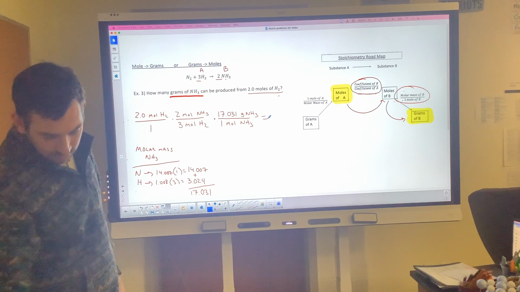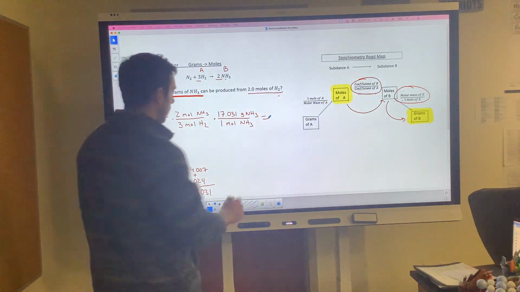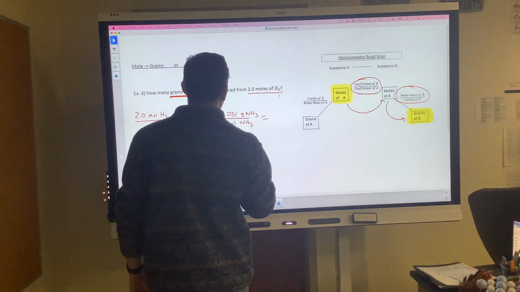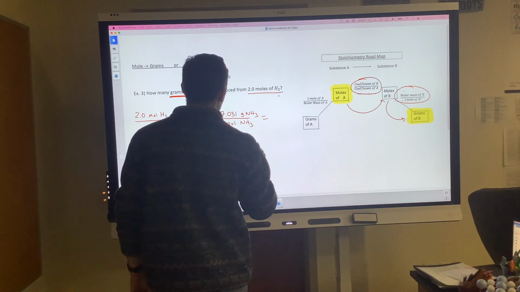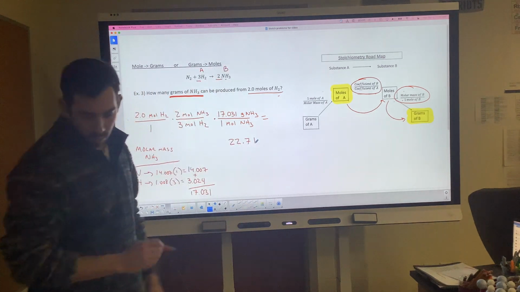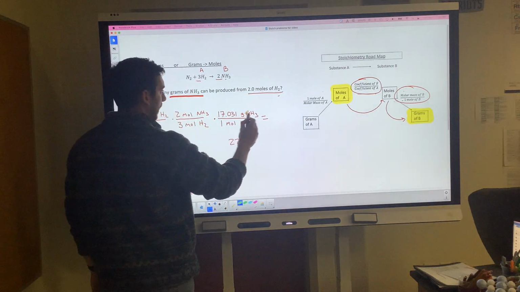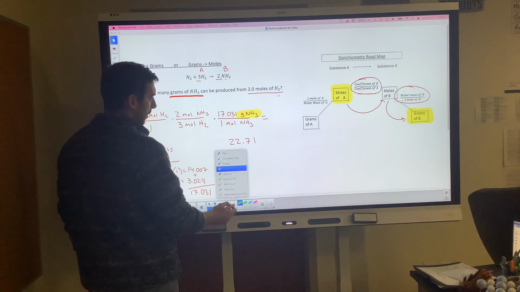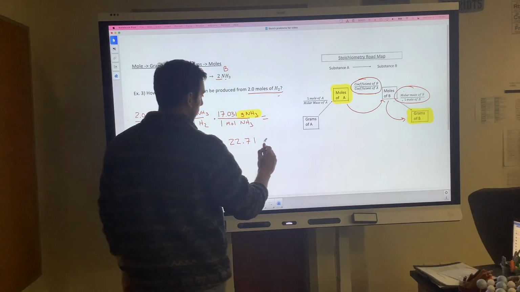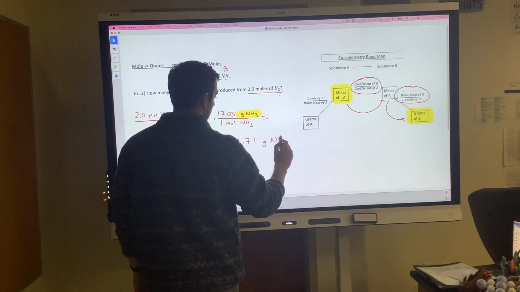And your final answer you get is 22. We're going to round to the hundredths place, so it's going to be 22.71. And again, look for the unit in the last fraction in the numerator to find your final unit. So this would be grams of NH3.